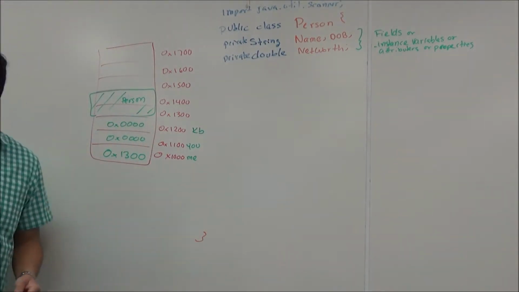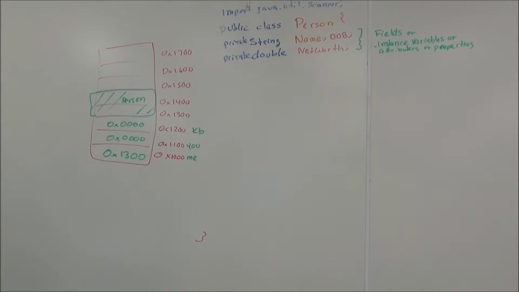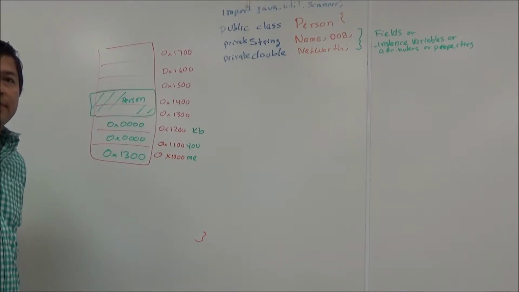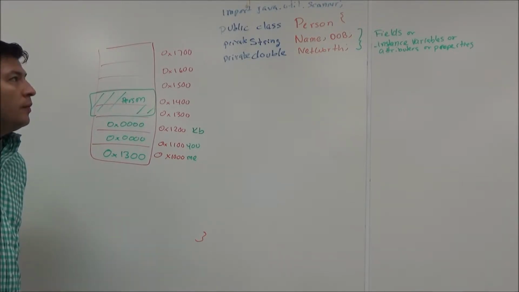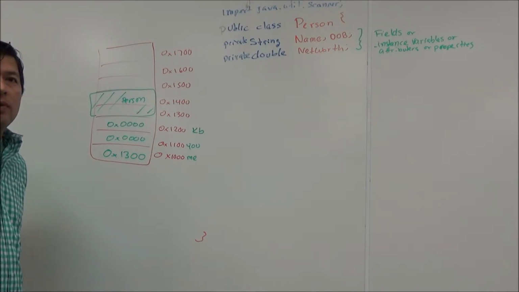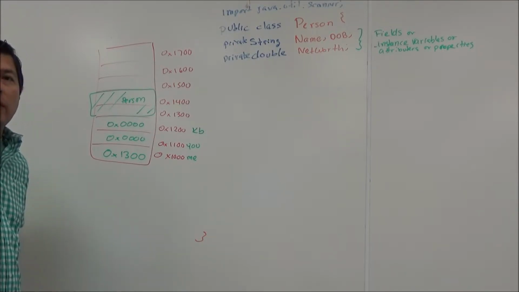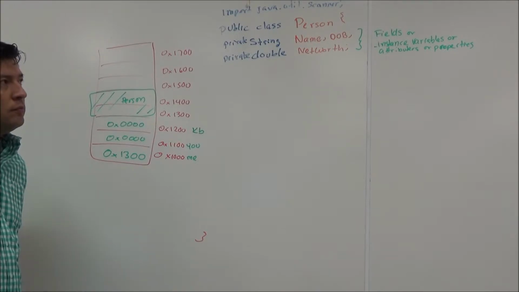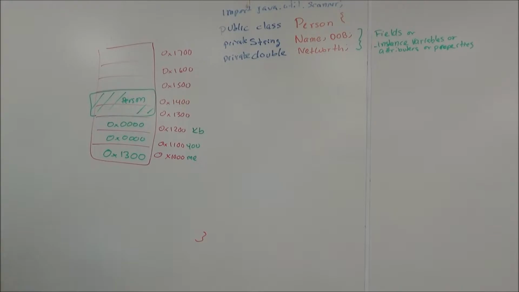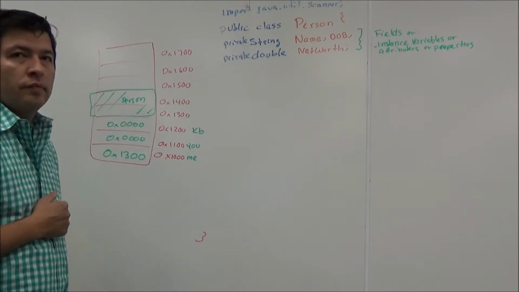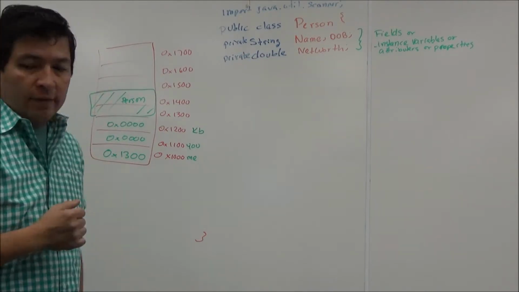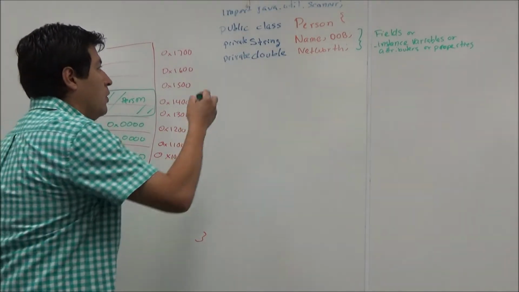So now I need to provide a way to access those things, right? I need a way to set their value or change their value. And also I need a way to read what it is. So now I'm going to give you an introduction to methods. So the method syntax, we're going to talk about methods.